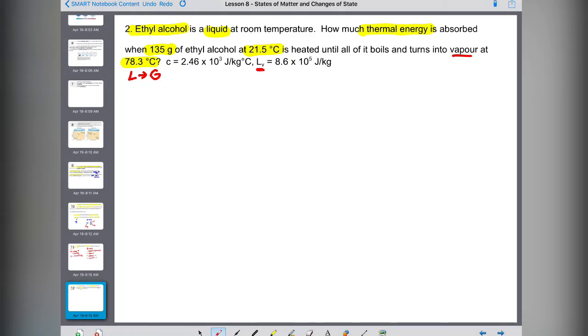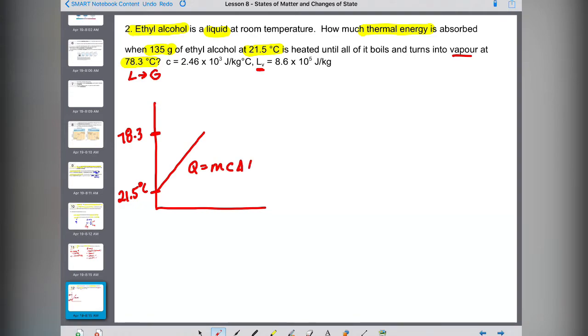So I suggest in cases like that, it's always a good idea to do a heating curve just so you know what sections you're starting off with. Okay, I'm going to mark off the boiling point, 78.3, because this is the one that is going to be the plateau. That's the one where we're not having any temperature change. I know that we start off at a temperature of 21.5, and it's heating. So as the heating curve is going up, we have this equation, Q equals mc delta T. And in this case, the c is, they gave it to you, 2.46.